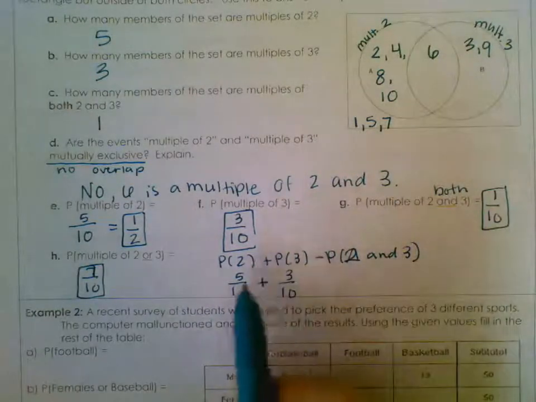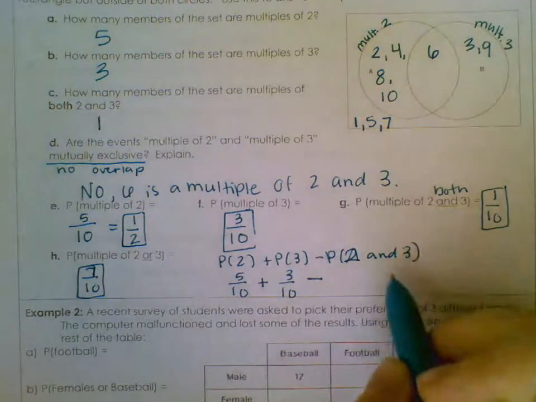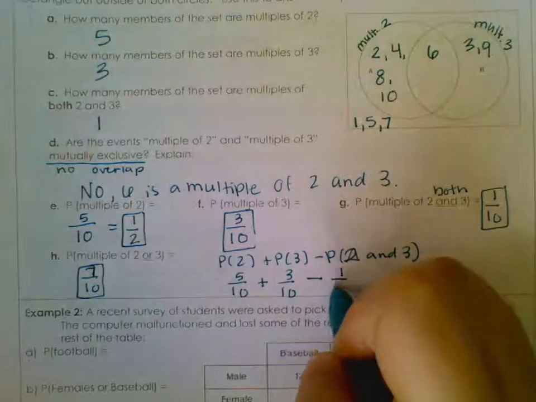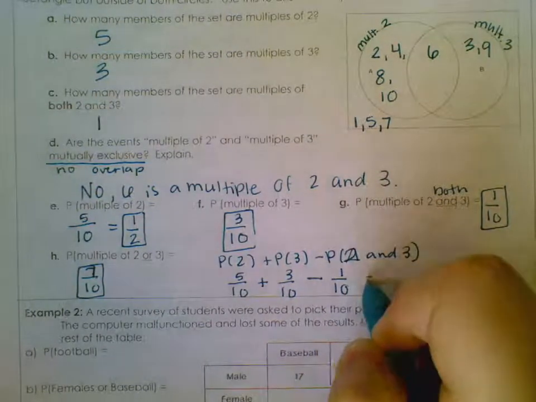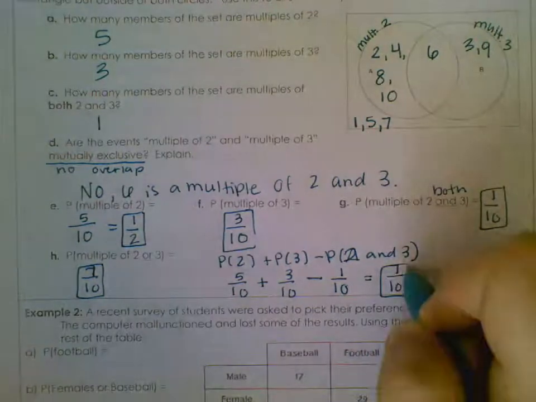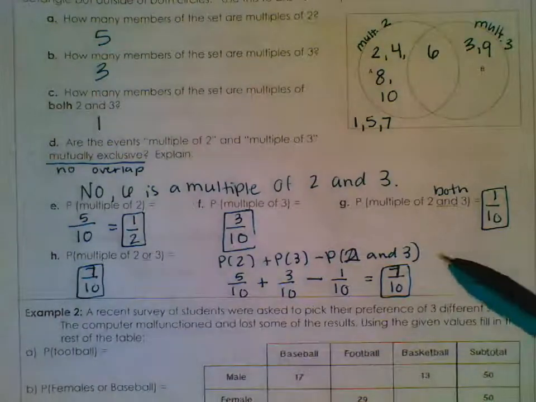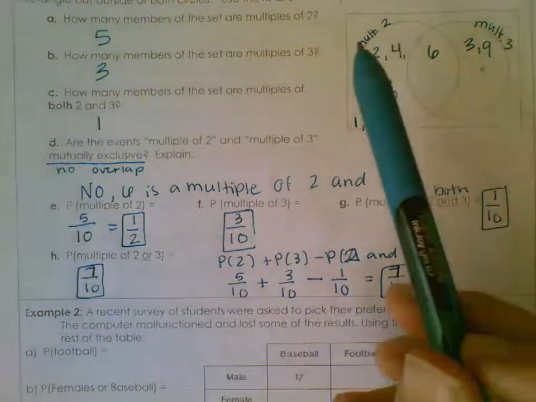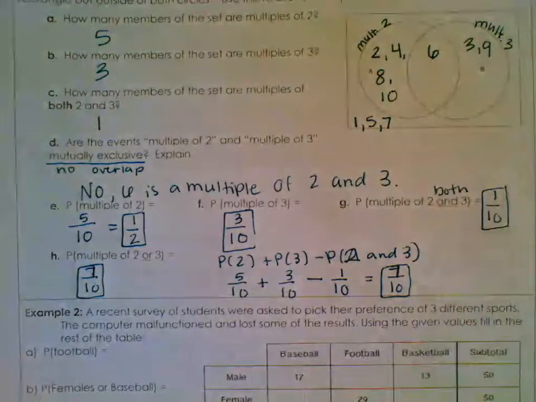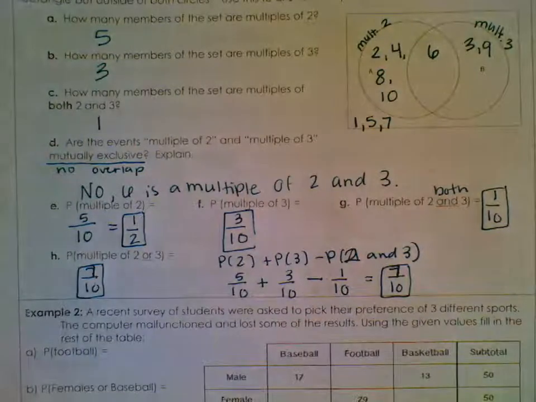But now we've counted that 6 twice, so we need to subtract the probability of getting a 2 and a 3 at the same time. There was 1 number that was counted twice, so we need to subtract that 1 number. And that gives us our 7 out of 10. So you can do it by following the formula that we talked about last week, or you can do it by simply looking at how many numbers are included inside of those circles of our Venn diagram. And either way, you're going to get the same answer.